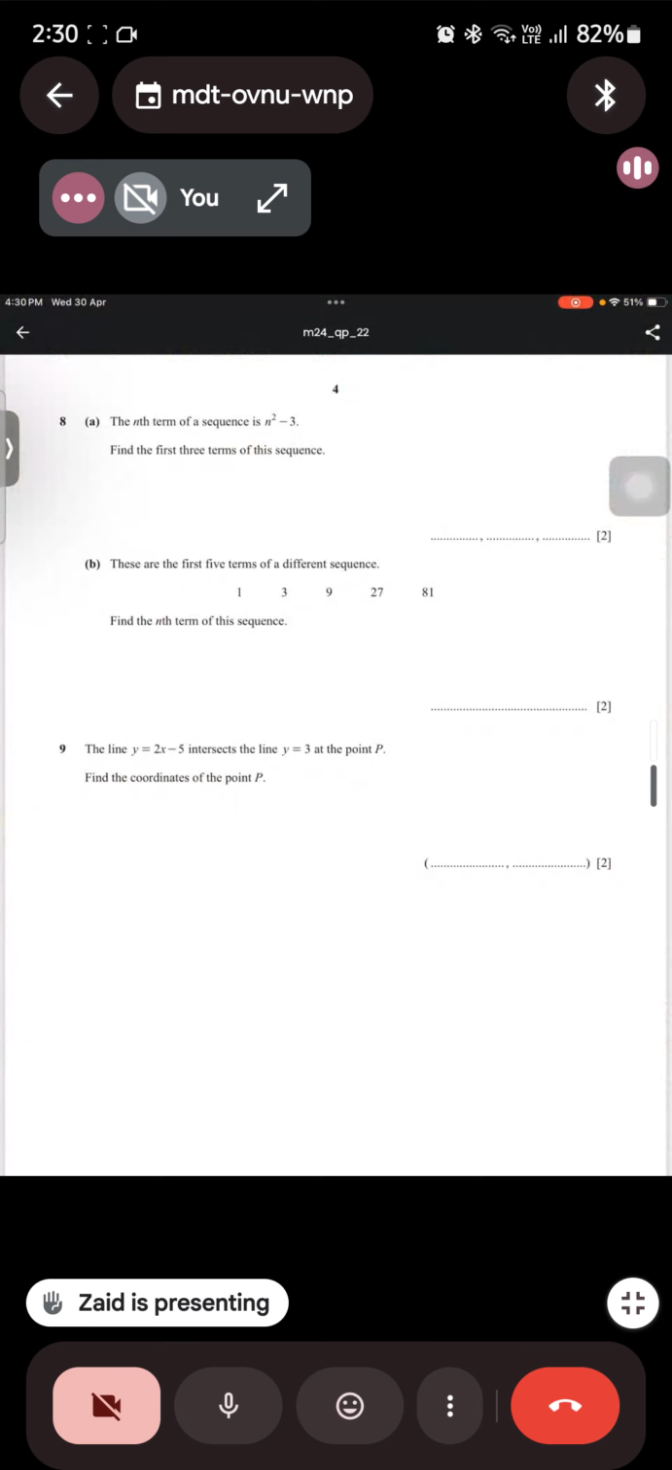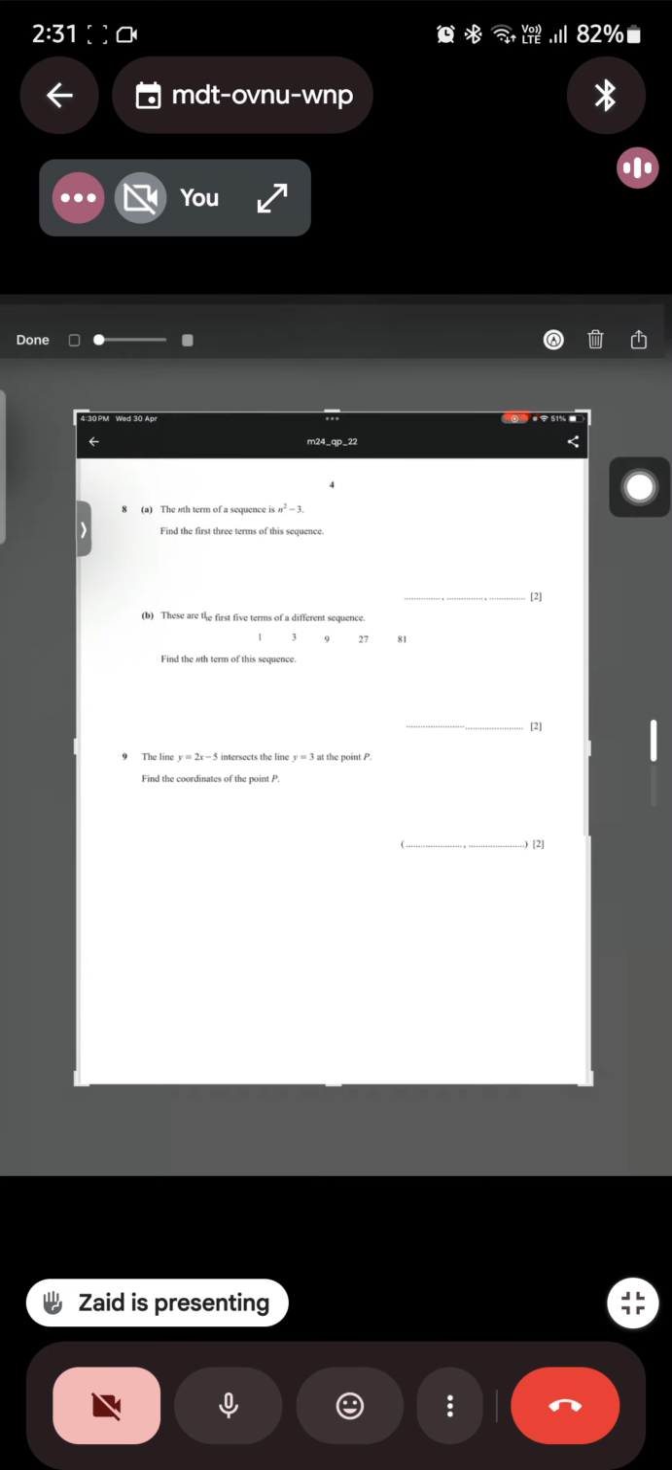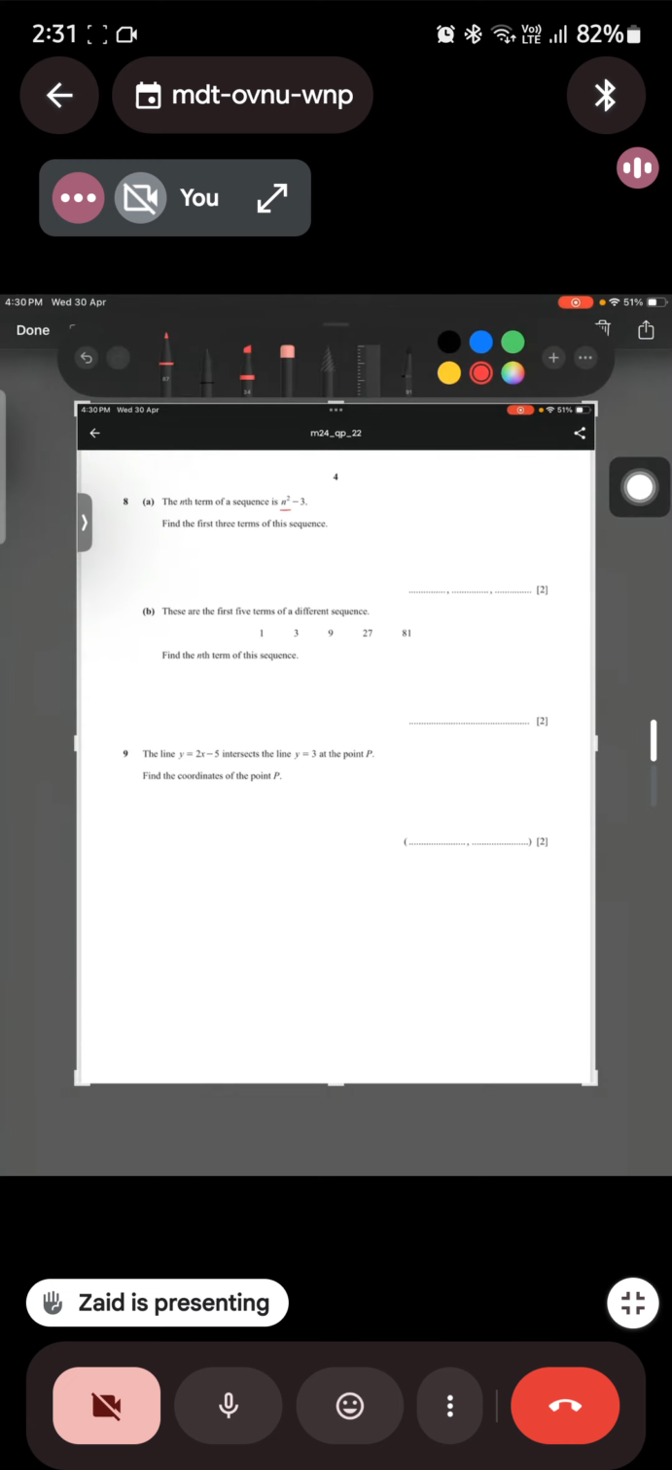The nth term of the sequence is n squared minus 3. Find the first 3 terms of the sequence. So what we need to do is put n as 1. So 1 squared minus 3, and then 2 squared minus 3, and then 3 squared minus 3, and so on, okay? So 1 minus 3 is minus 2, 4 minus 3 is 1, and how much is this? 9 minus 3 is 6, okay?